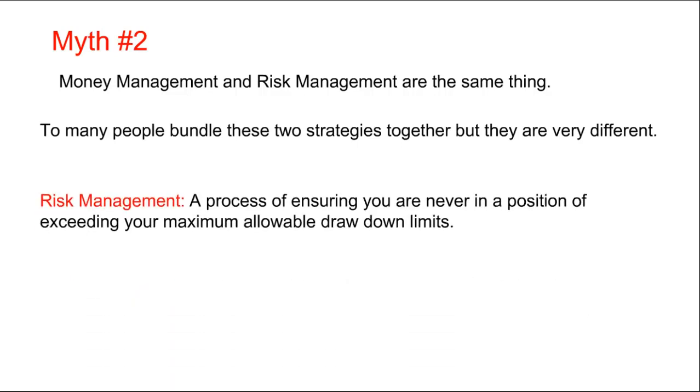Risk management is a process of ensuring that you are never in a position of exceeding your maximum allowable drawdown limits. Now, who sets your maximum allowable drawdown limits? You do. You set those. If your broker's setting your maximum allowable drawdown limits, then you're in trouble, Mark. But you set your drawdown. What are you willing to lose on this system?